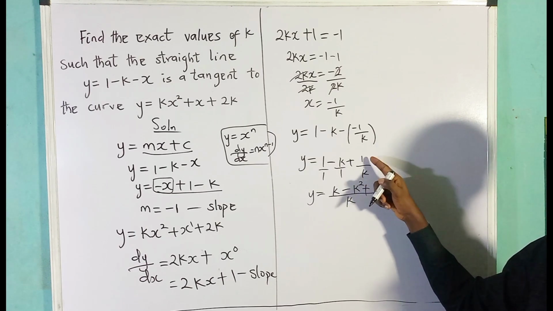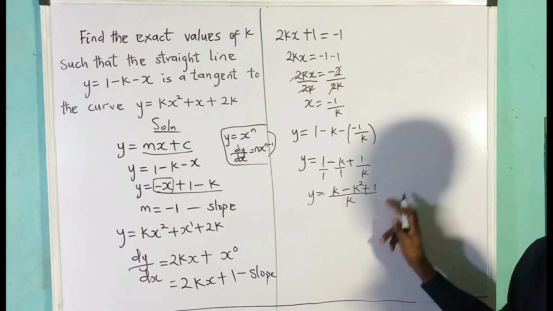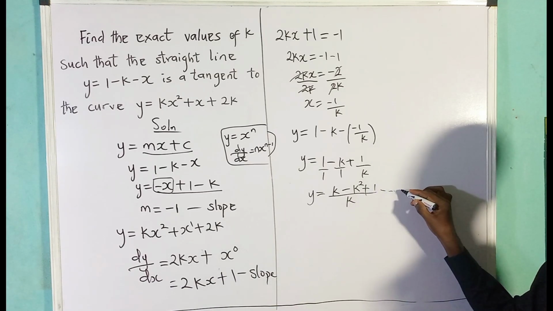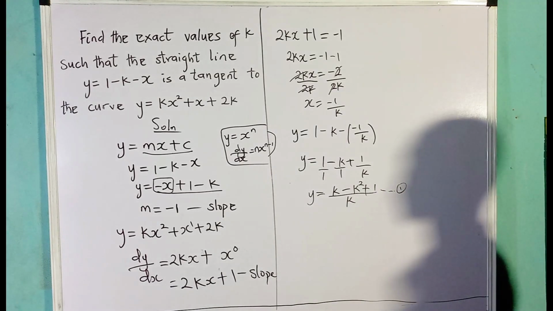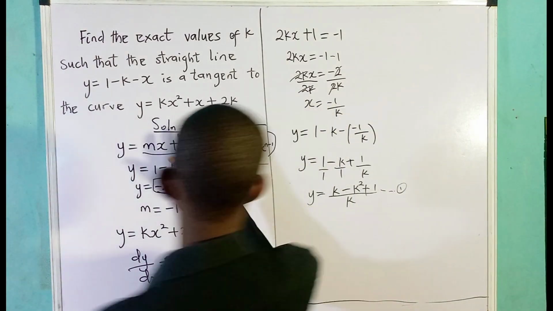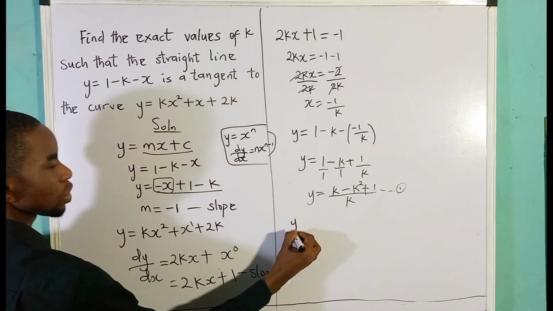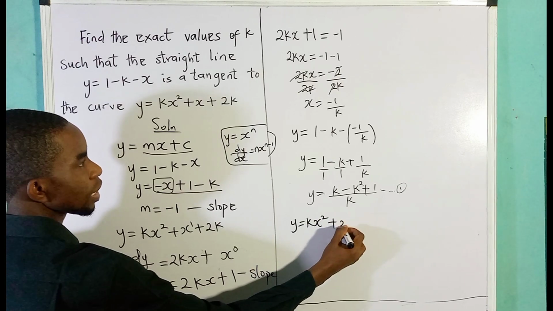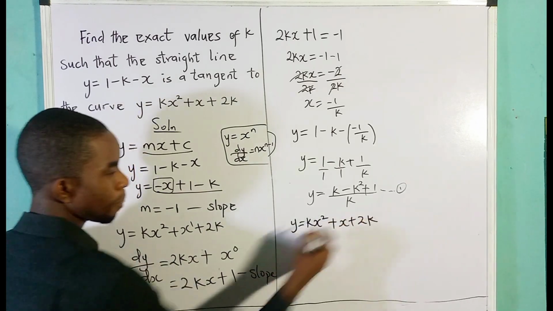Itself, sorry, is 1. 1 times 1 is 1. So this is for, let's call this equation. We have been doing a lot of equations, so let's call this 1 since we've not named any. So that's for this. While for this particular one, y is equals to kx squared plus x plus 2k.